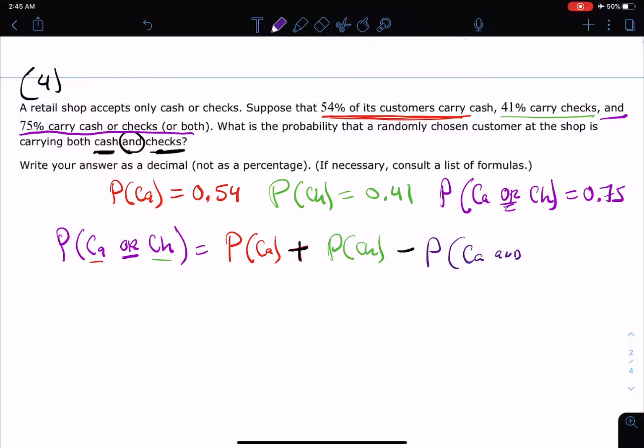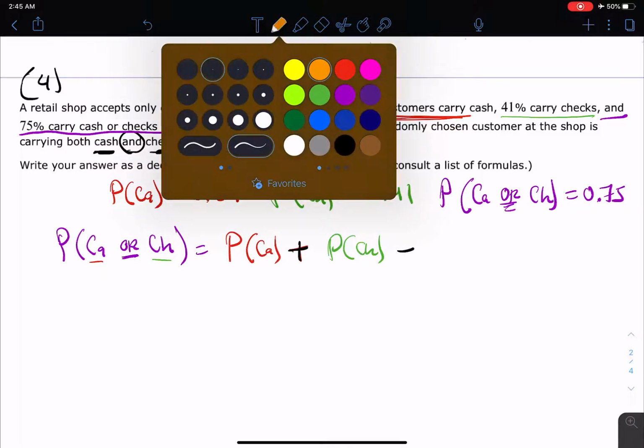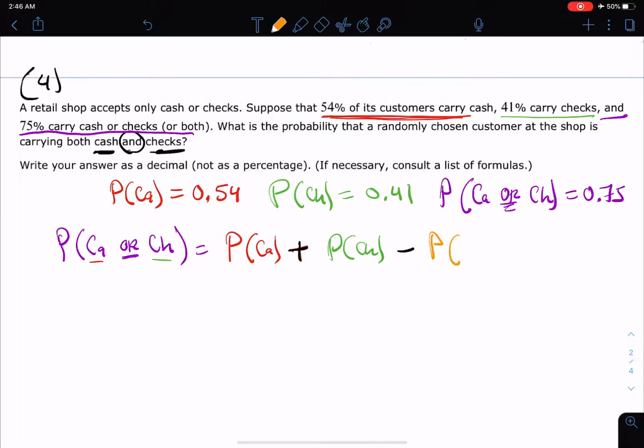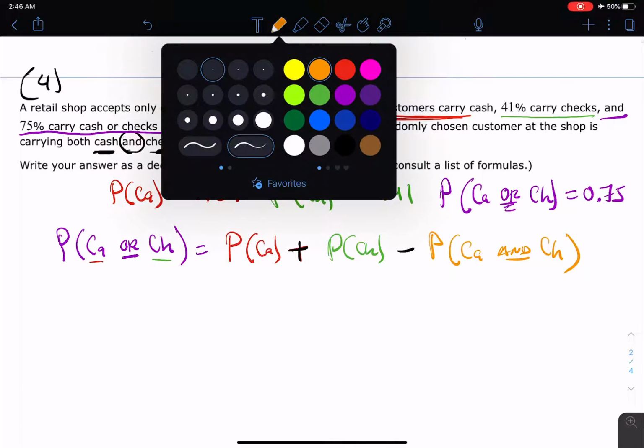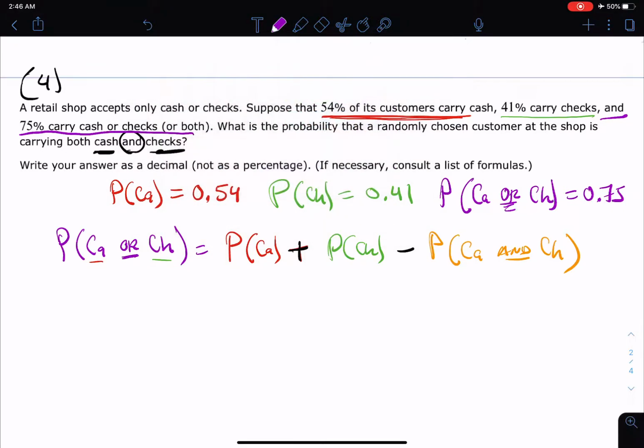whoops, I don't want that to be that color. It looks way too close to purple, isn't it? So probability of cash and, remember the overlap that we have to cancel out or subtract out? So what do we have? Well, we definitely have this purple stuff right here, right?